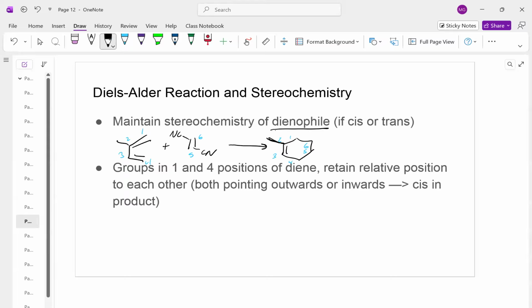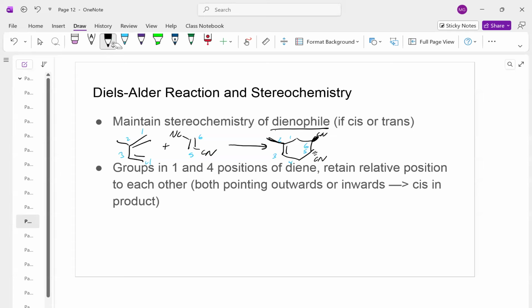And I want you to look at carbons 5 and 6 of the dienophile. Notice how those cyano groups are going in opposite directions. So they need to maintain that stereochemistry in the product. So I'm going to draw one of those up and one of those down.